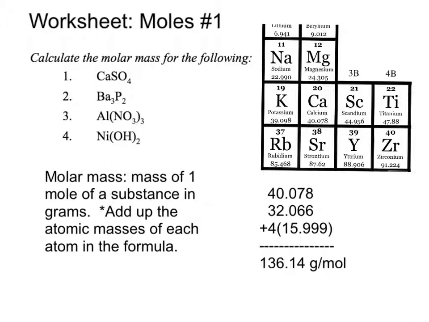And so here's the full calculation. So calcium is at the top here with 40.078. Then we add in sulfur, 32.066. In the formula, there's 4 oxygens, so we have 4 times 15.999. And then we get the grand total of 136.14. The units that you want to use for molar mass are grams per mole.